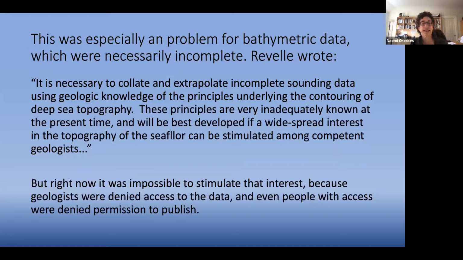Revelle agrees, and he says this is an especially important problem for bathymetric data because bathymetric data are always incomplete. And he writes, "It is necessary to collate and extrapolate incomplete sounding data using geologic knowledge of the principles underlying the contouring of deep sea topography. These principles are very inadequately known at the present time and will be best developed if a widespread interest in the topography of the seafloor can be stimulated among competent geologists." But it was impossible to stimulate that interest because geologists were denied access to data, and even people who had access were denied permission to publish.